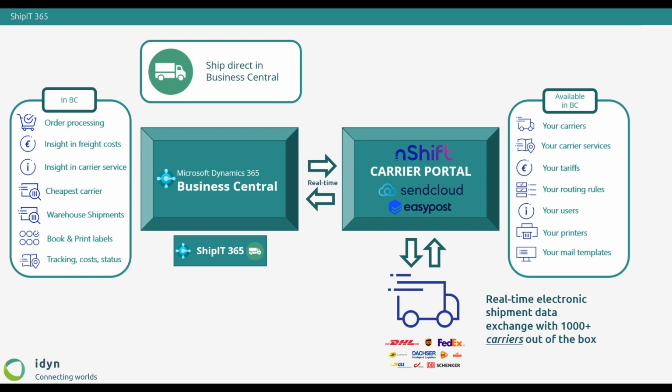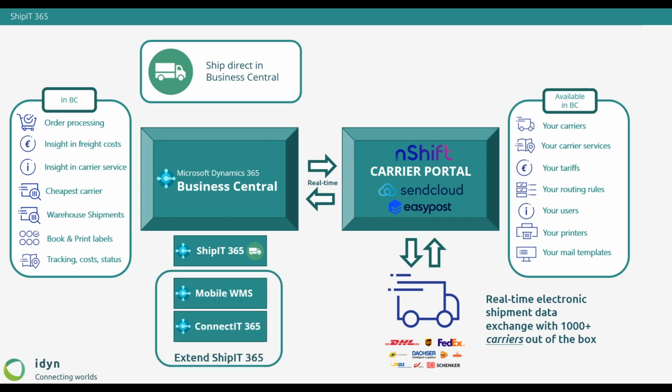We can also book against the so-called cheapest carrier. This ensures that the transportation is always booked with the most cost-effective service providers. But of course, the most important aspect of ShipIT 365 is booking and printing shipping labels and receiving the shipping costs and status information into Business Central.